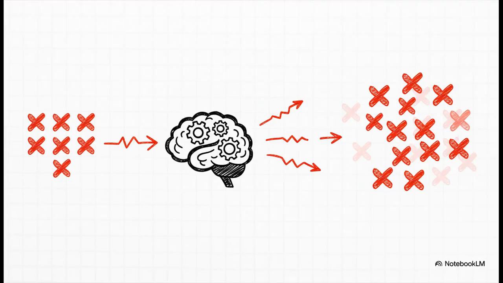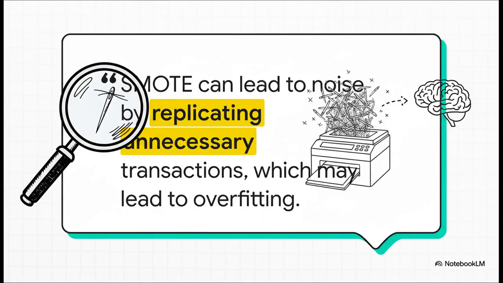One of the most popular ways to do this is a method with a funny name, SMOTE. You can think of SMOTE as kind of a digital forger. It looks at the few real examples of fraud that it has, and it cooks up a bunch of new synthetic ones that look super similar, all to try and even things out for the AI. But here is the massive catch.